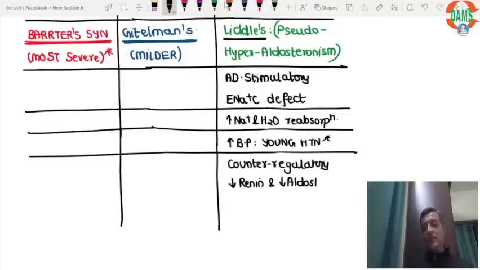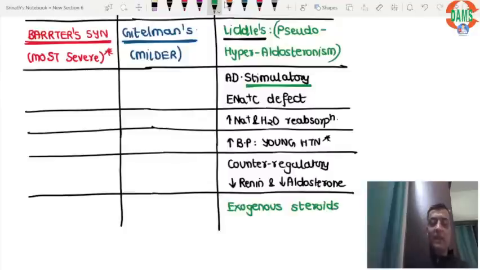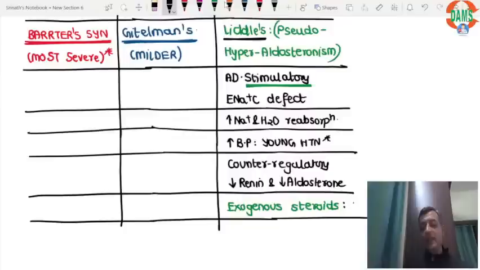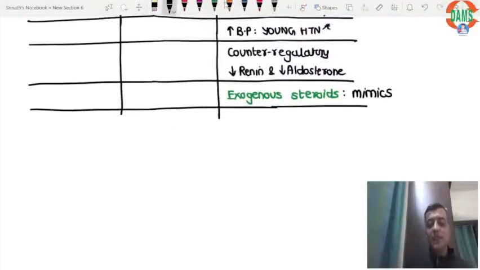Counter-regulatory suppression of the renin and the aldosterone. Hence, they are actually suppressed because the fault lies in the receptor itself. It is mimicked by exogenous steroid use. Exogenous steroids can mimic the channelopathy, Liddle's syndrome. The inherited channelopathy mimics, we are going to write, are the exogenous steroids mimicking the syndrome.